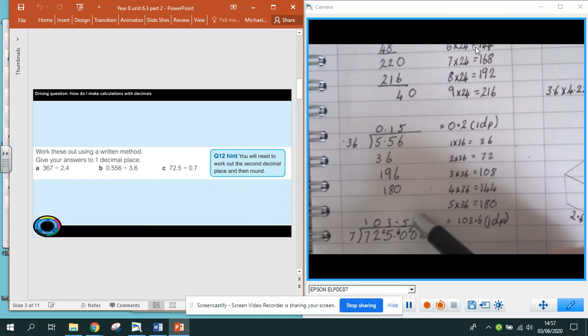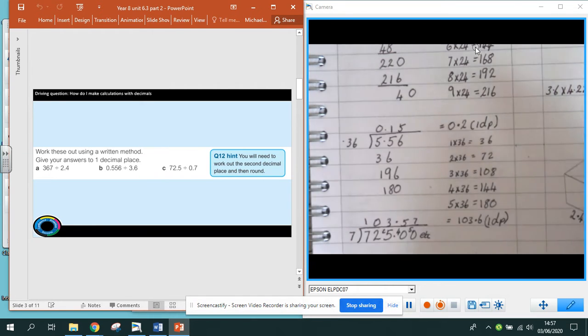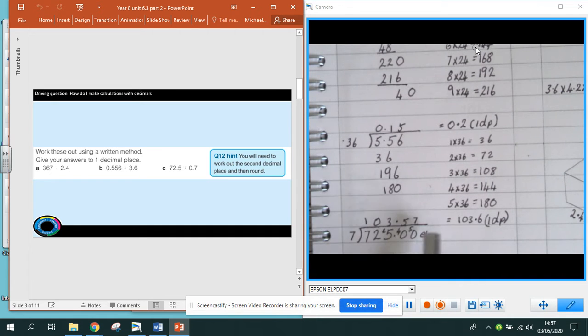Remainder 5. How many 7s in 50? 7. Remainder 1. I could keep going, but I don't need to, because I just need to round. I've got a 7 there, so I've got to have 1 there to get my 103.6 to 1 decimal place.